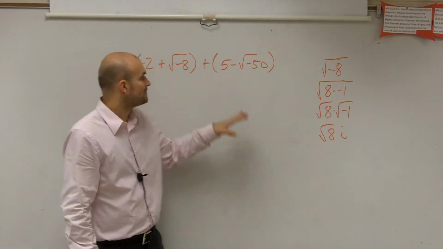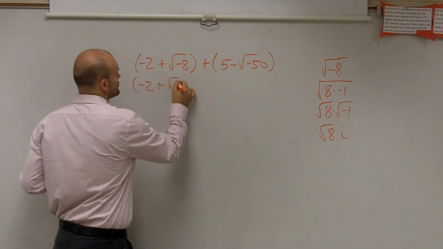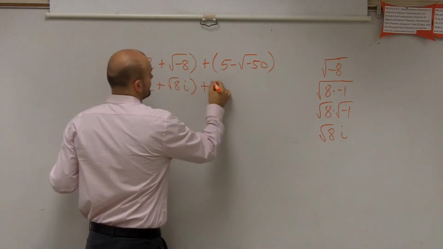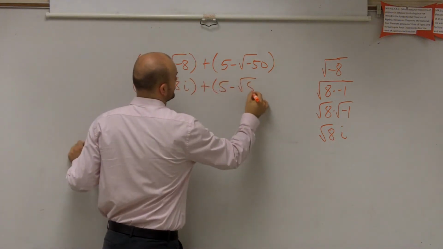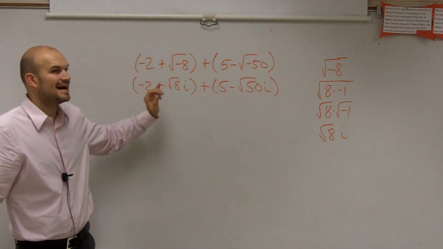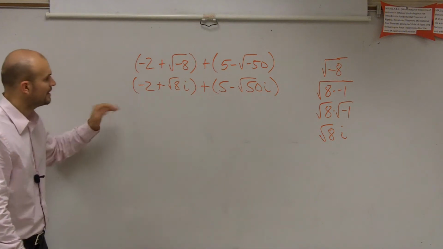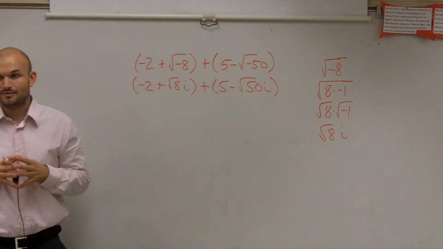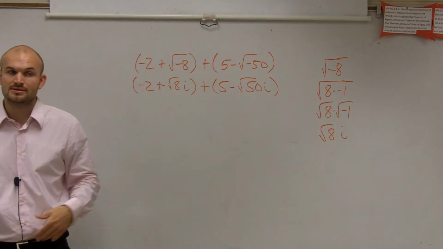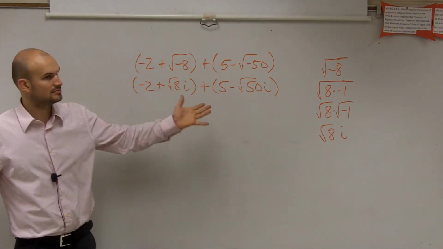OK, so let's first rewrite this whole problem. Negative 2 plus square root of 8i plus 5 minus the square root of 50i. Notice this is the square root of 8 times i, not the square root of 8i. All right. Now, ladies and gentlemen, when we're adding, we got to make sure we only add like terms. So I can only add the numbers to the numbers and the radicals to the radicals. That's all you can do.